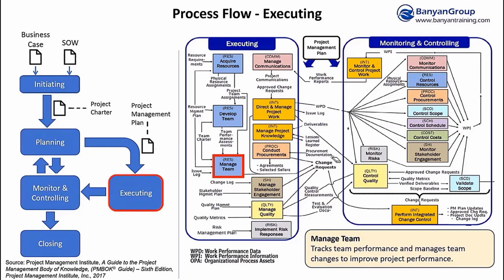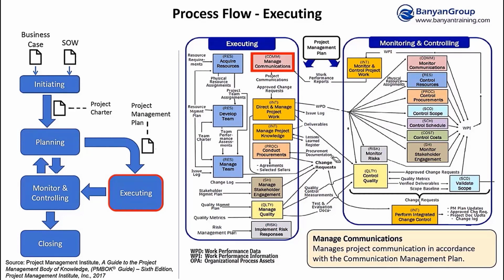Executing processes, the order that they occur is not as dependent as we saw in planning. In planning, there is a certain sequence, particularly at the beginning, where we need to start with scope and then schedule and then cost and then on down. In executing, a lot of these activities are happening simultaneously, except for the resource management ones where we acquire and develop and manage the team. The others can be done in any sequence.